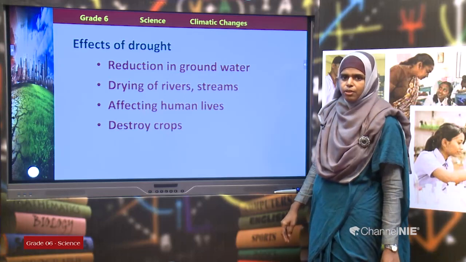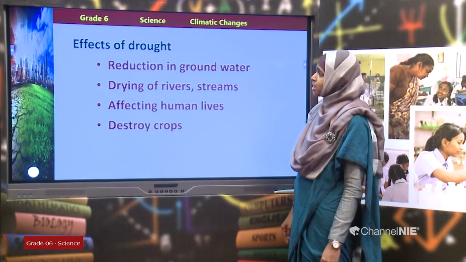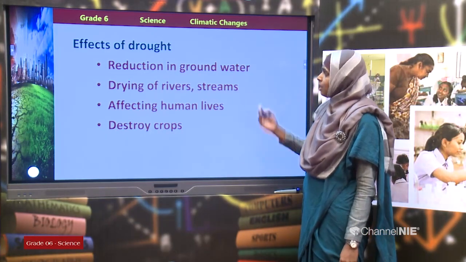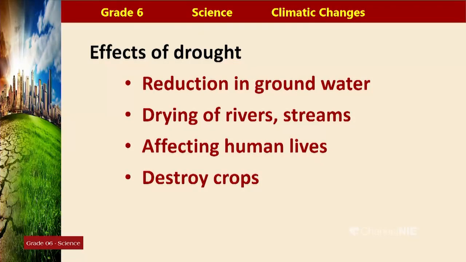What are the effects of drought? What can be the effects of drought? Yes, reduction in groundwater. Deep under the earth, there is water, children. This water is called groundwater, right? Due to drought, this groundwater level decreases and decreases. Finally, it will end up in the drying of rivers and streams. All the rivers and streams would dry up, and it would affect human lives.